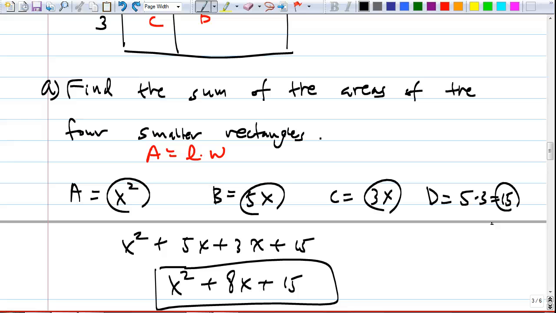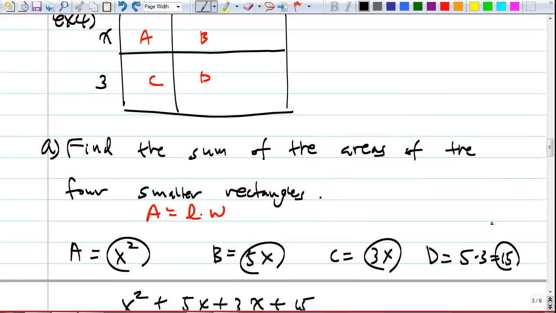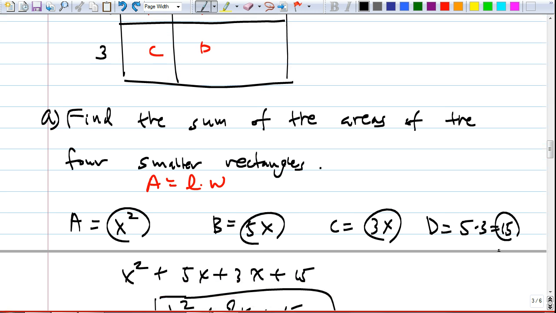Oh, wait. How did I get what? X squared. What's 5x plus 3x? That's why you get 8x. How did you get x squared? Okay, the area of region A was x squared, region B was 5x, region C was 3x, and D was 15. You just add them all up.